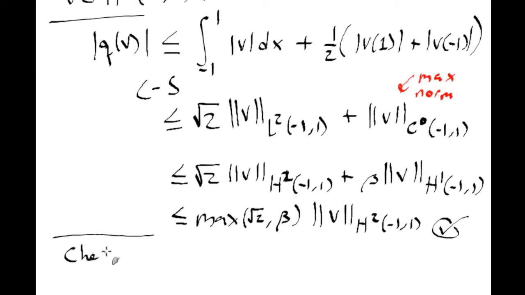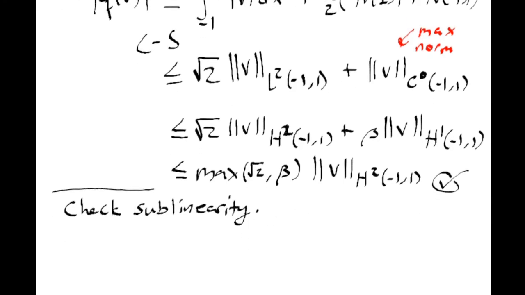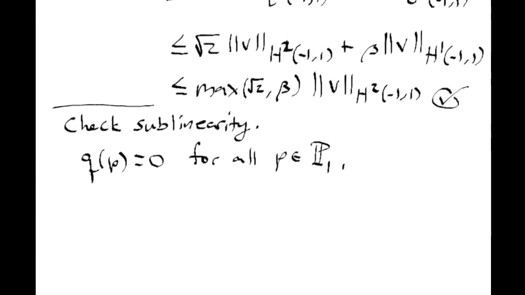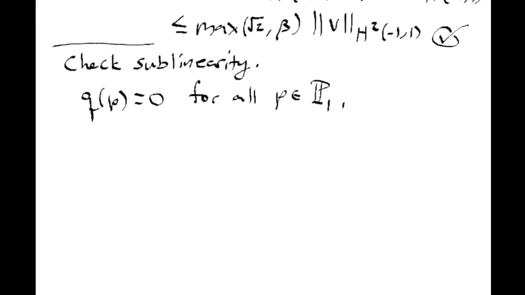I'm going to leave the sublinearity for you to check. I'm not going to do that here, but it's not that hard. You can check it yourself. And the other thing is to check that we want to say that Q of P is equal to 0 for all P in P1. So how can we do this? Well, let's just write P as ax plus b, some arbitrary function.